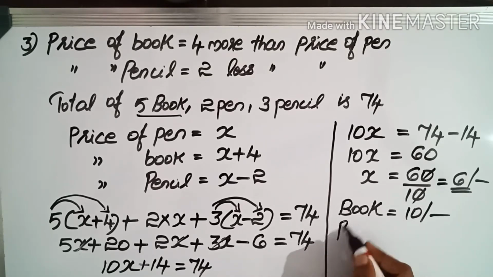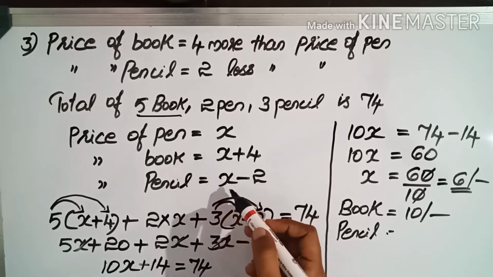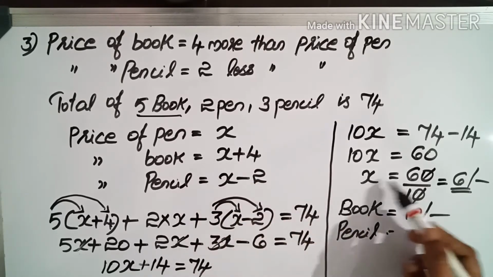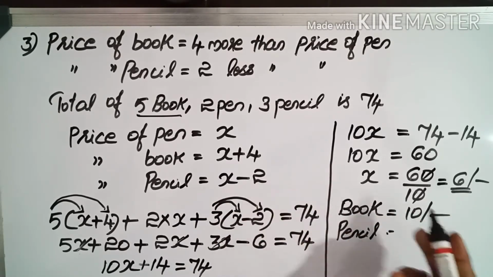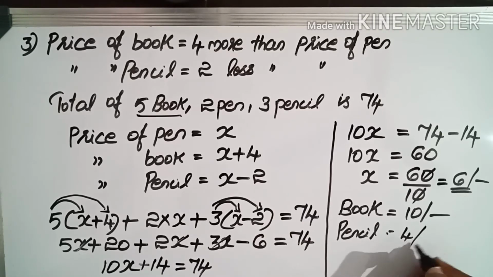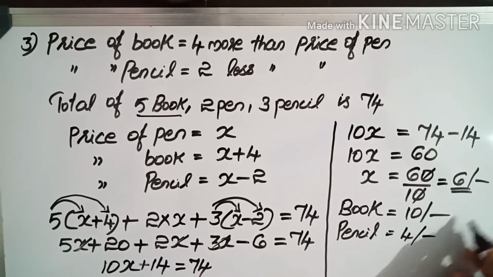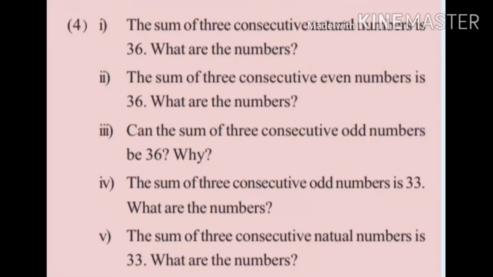Now the pencil's amount. Pencil amount is pen's amount minus 2. Pen amount is 6, so 6 minus 2 is 4. Okay, 4 rupees. So these are the answers: pen 6 rupees, book 10 rupees, pencil 4 rupees. Next is question number 4. There are 5 sub questions.